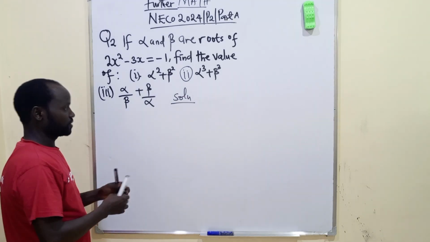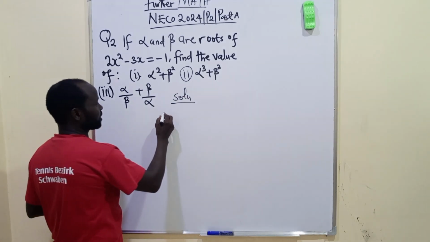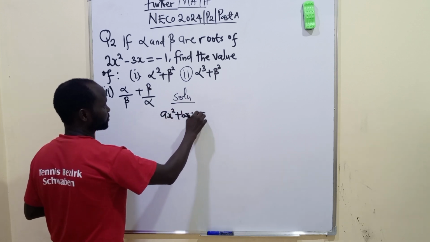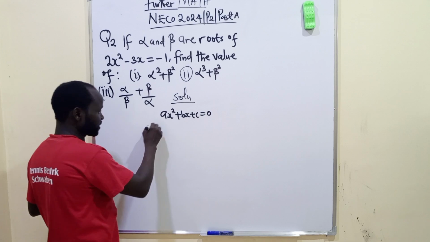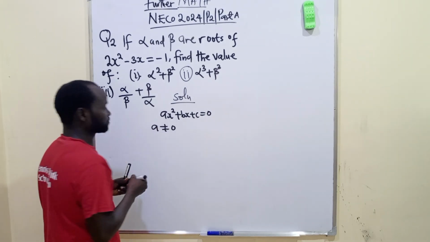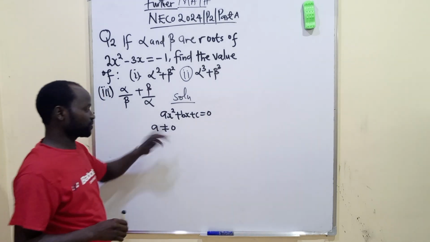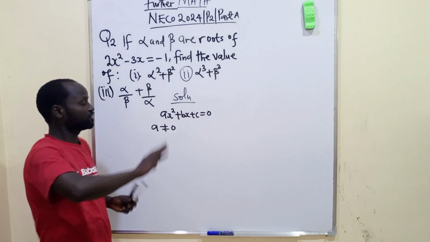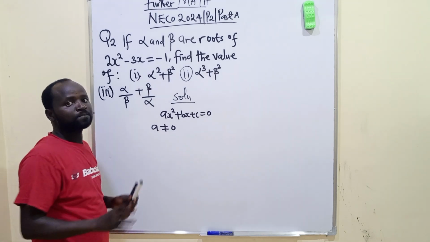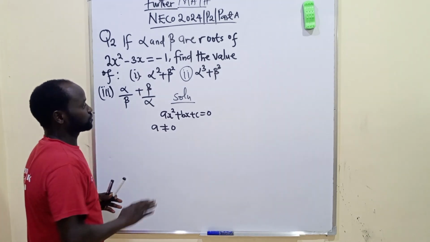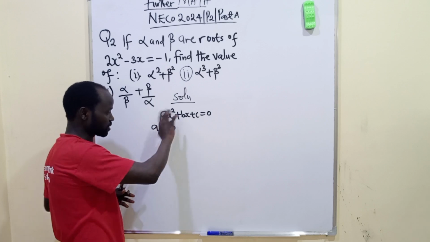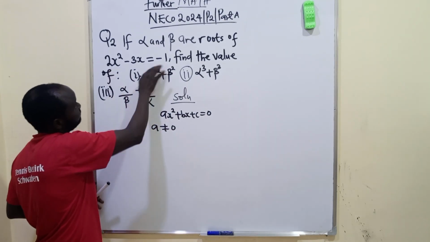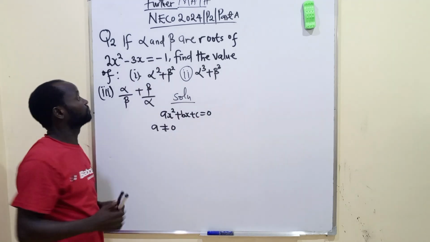A quadratic equation is of the form ax squared plus bx plus c equals 0, given that a is not equal to 0. Why? Because if a is equal to 0, it will render this equation linear. It will be a linear equation, not a quadratic equation. And again, a quadratic equation is of degree 2. The highest power is 2. So we have to rearrange the equation given in the question to be of this form.